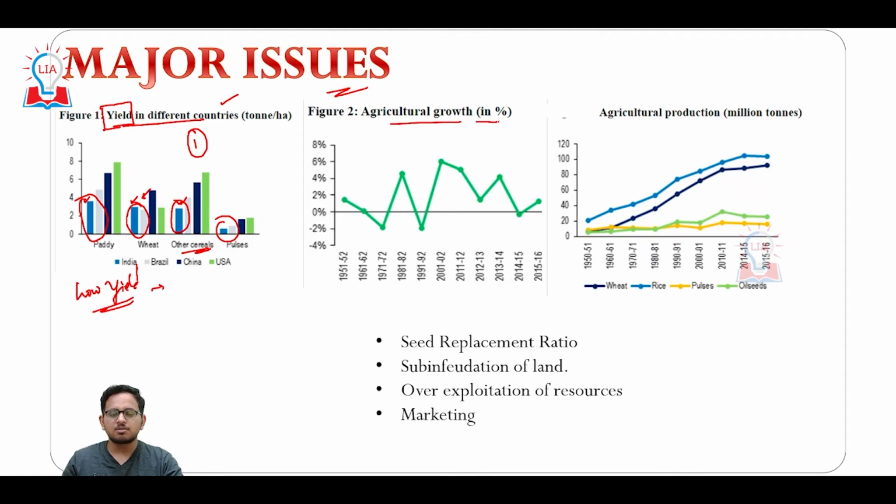Second one is the agricultural growth rate. When you come to the growth rate, it should always be upwards and it should be linear.